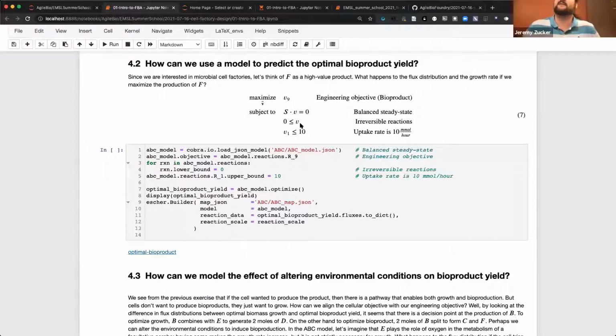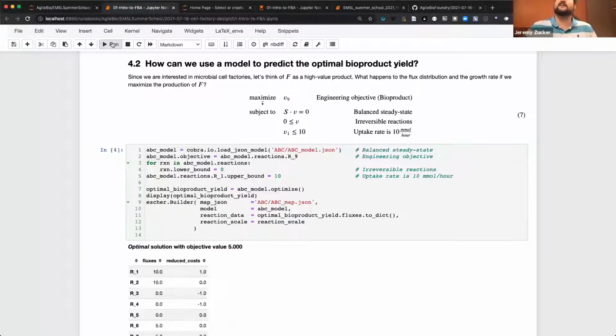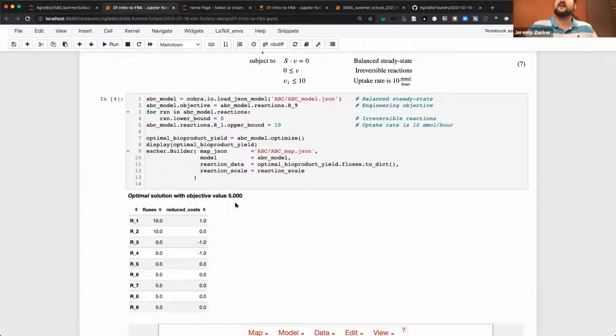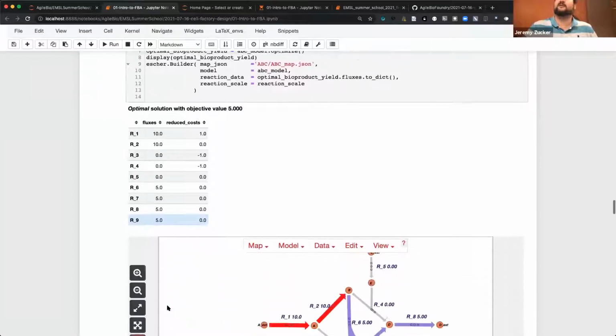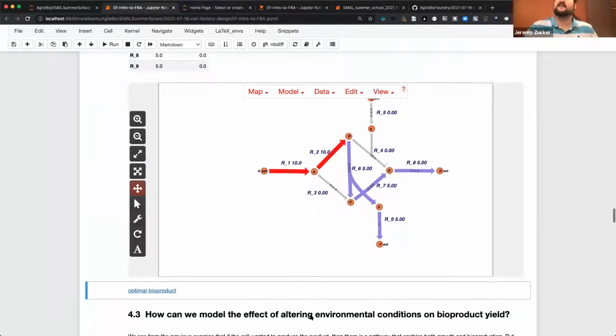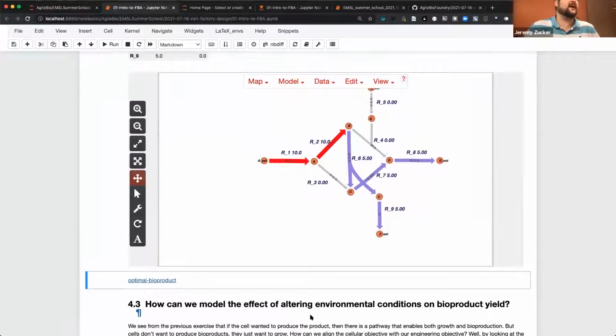So we're still balancing the steady state. We still have irreversible reactions. And we still have the exact same uptake rate. Okay, so now if we click on this, then we get an optimal objective value of 5. But our objective is not growth rate anymore. It is bioproduct yield. And this is what it looks like. And so now it's going from R1 to R2 down to R6, producing F and also producing D. So it's still growing, but it's now producing your product. Okay. Any questions about that?